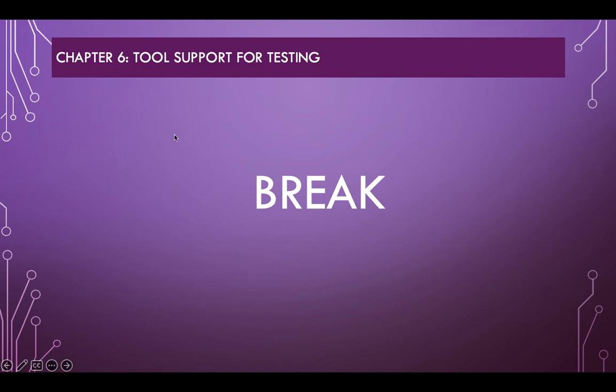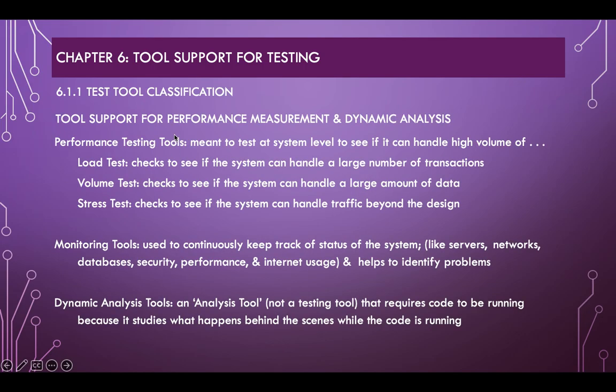Chapter 6, Tool Support for Testing. 6.1.1, Test Tool Classification. Tool support for performance measurement and dynamic analysis. This is best used in an active environment.